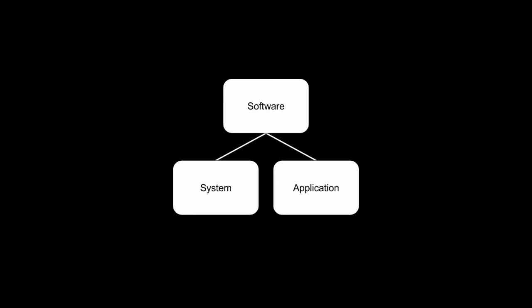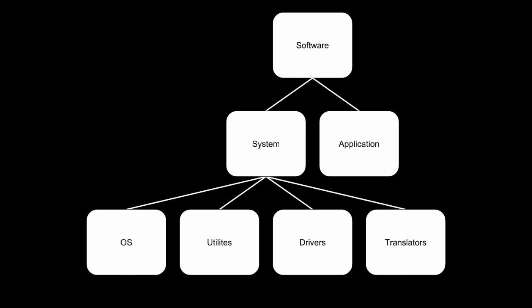Last week we looked at application software. Today we're going to look at system software, operating systems specifically. So we could categorize software as either system or application. Computers are made up of hardware and software. Software is made up of application software and system software. And system software is made up of your operating system, your utilities, your drivers, your translators. We talked about this last week a little bit, and we're going to look at your operating system today.